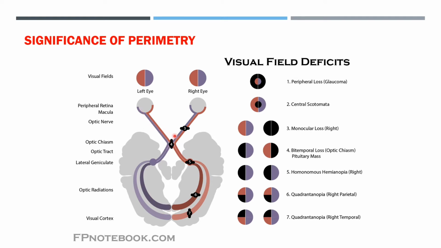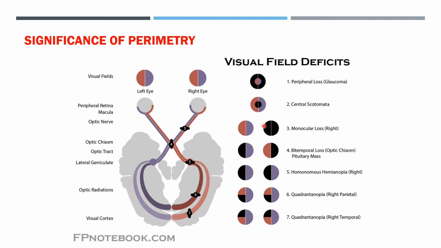Now we need to understand the lesions at various portions of the visual pathway. The damage can be in the periphery of the retina, which is usually found in glaucoma. Then there may be damage in the central portion of the retina, known as central scotoma, which usually happens when there is damage to the macula region. If there is damage to the optic nerve, if the whole optic nerve is cut, it will result in loss of vision from that eye.